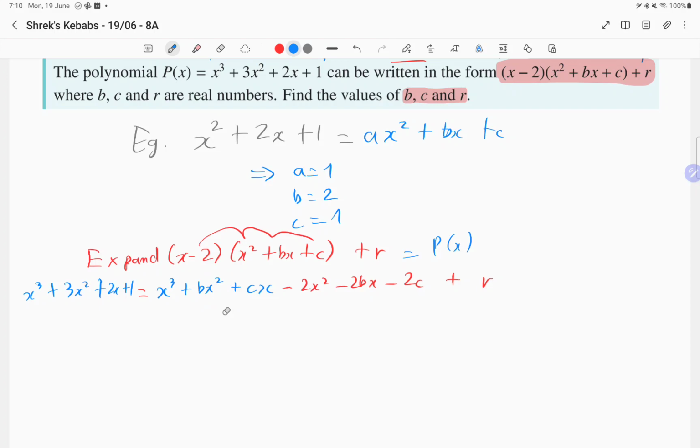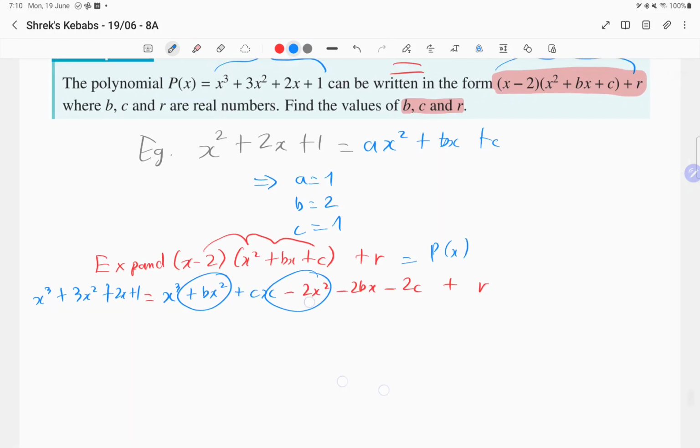This one is a like term to this one, because they're both squared. So I will combine the like terms. That would be x cubed and then plus b minus 2. You're essentially just combining the two, so that will just be plus (b minus 2) times x squared. Does it make sense? Think for a second there.